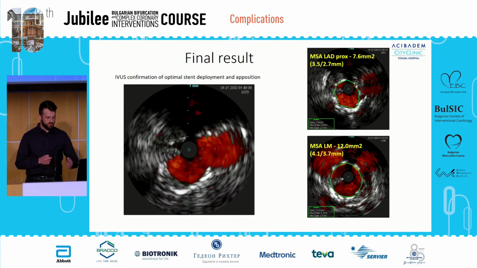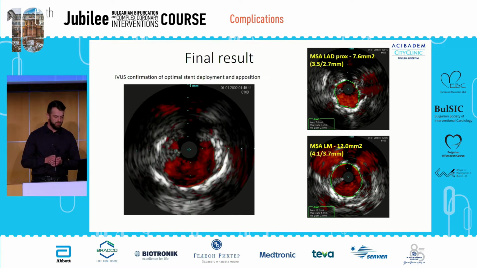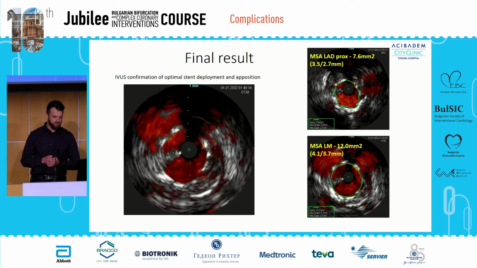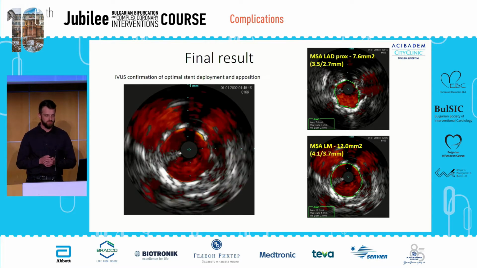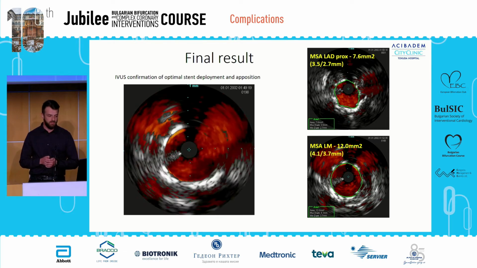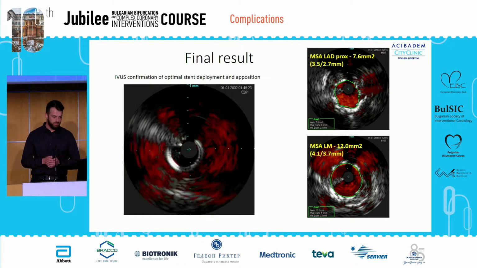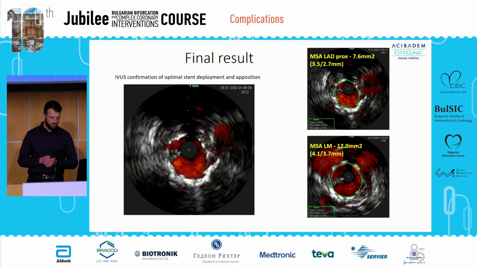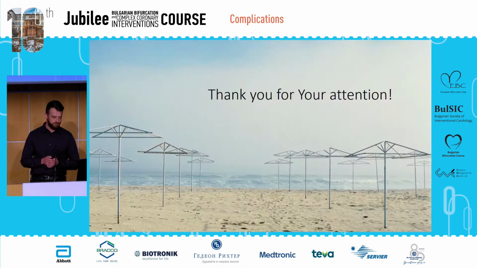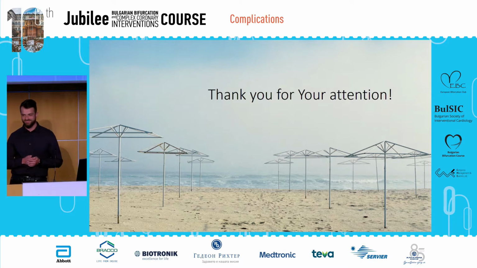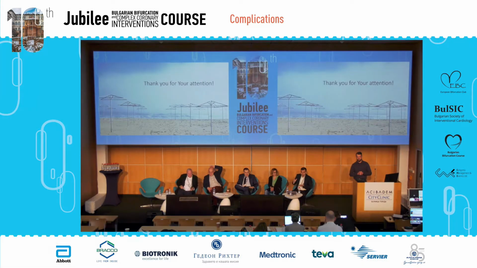As you can appreciate, this is the bifurcation of the left main, the LAD and the left circumflex. Minimal stented area of the proximal and the ostial part of the LAD was 7.5 square millimeters, and for the left main, minimal stented area was 12 square millimeters. Thank you.